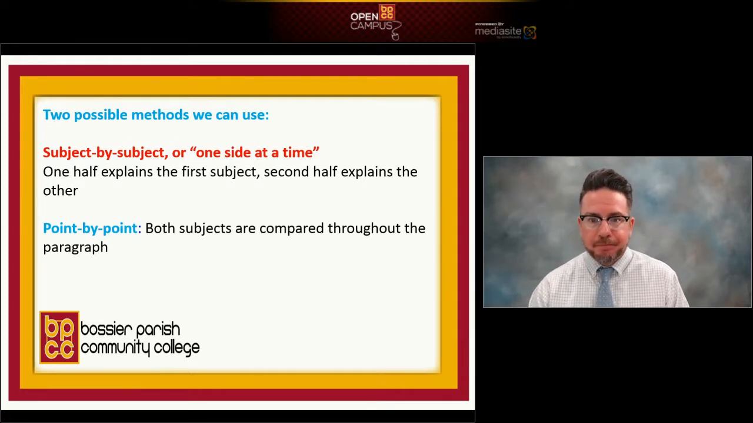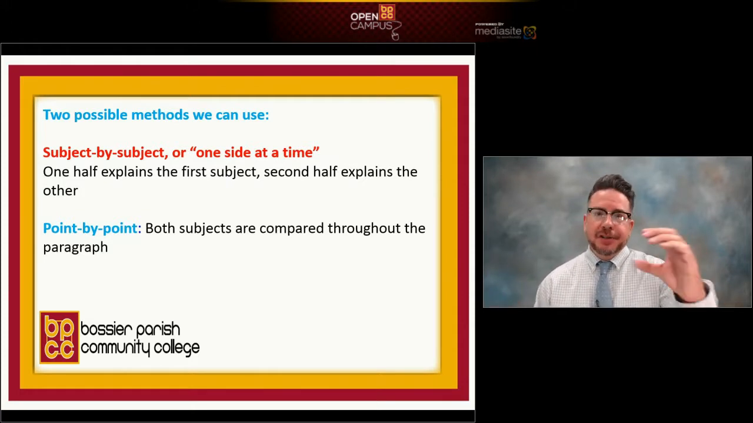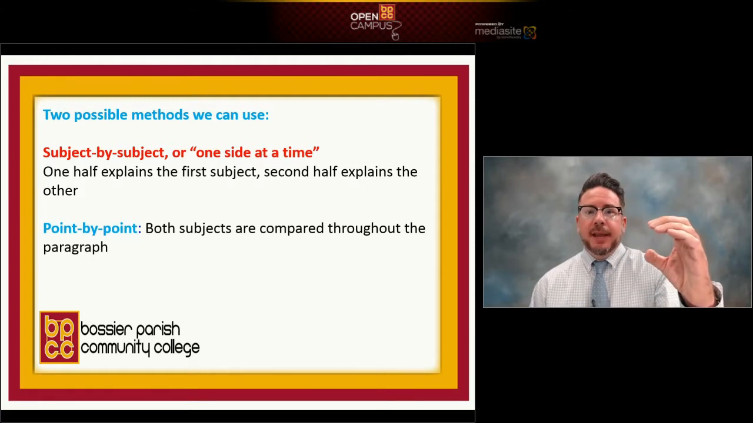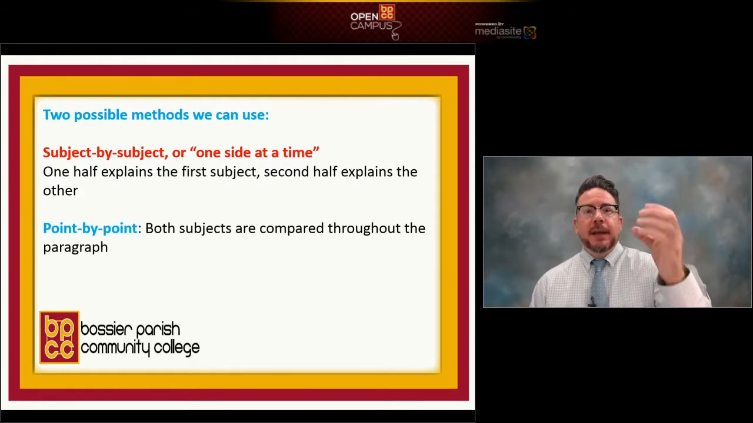All right, now I mentioned that there are two methods that we can use to organize our supporting points. And the first is called subject by subject, or one side at a time. In this method, we divide the paragraph basically in half. And in the first half, we talk about subject A, and then about halfway through, we pivot and spend the rest talking about subject B.